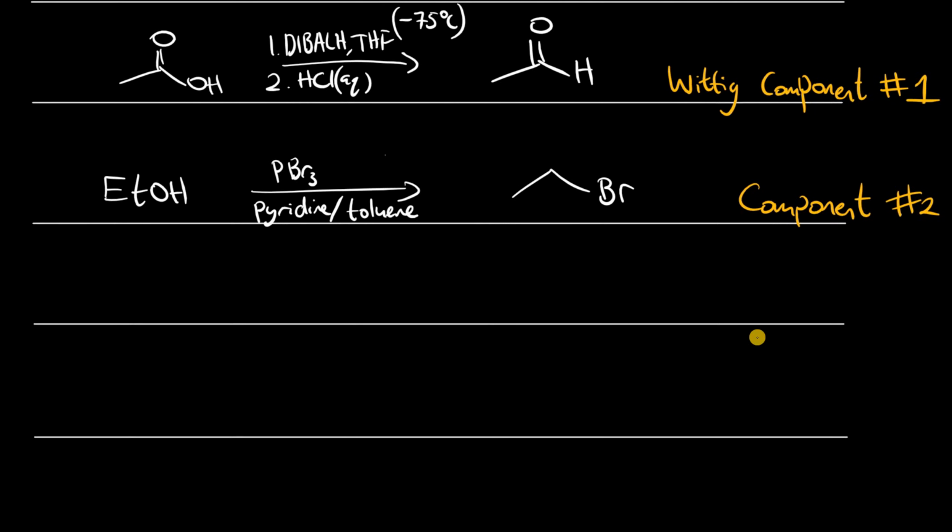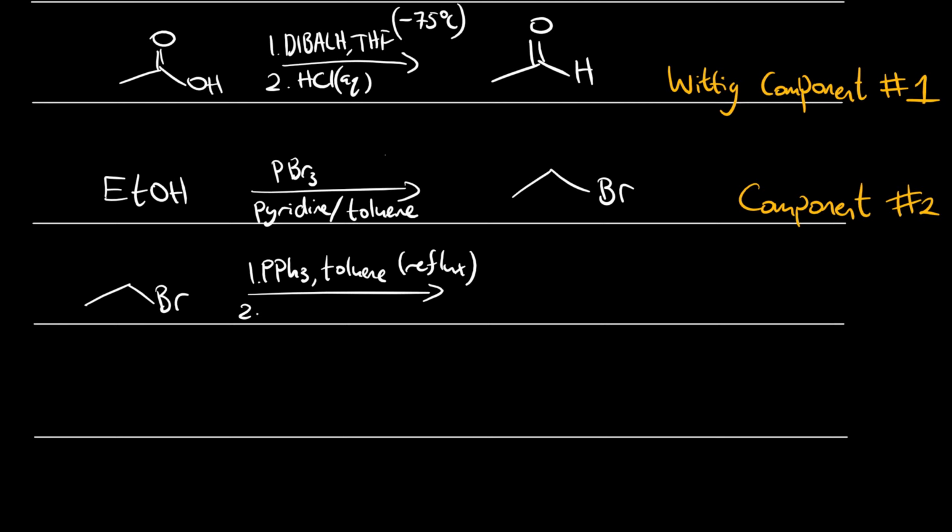Now we're set up to do the Wittig reaction. So let's take our alkyl halide, react it with triphenylphosphine, refluxed in toluene. And in the second step, we can bring in our carbonyl, which we can now call compound 1. We need a strong base like n-butyllithium to form our ylide. And just like in the first step, we need an aprotic solvent.